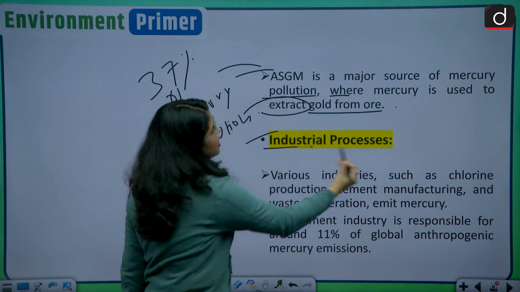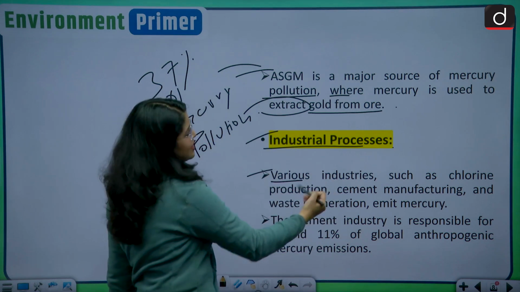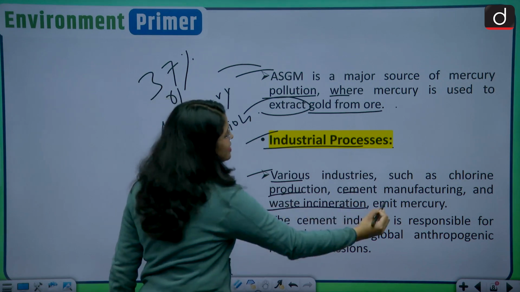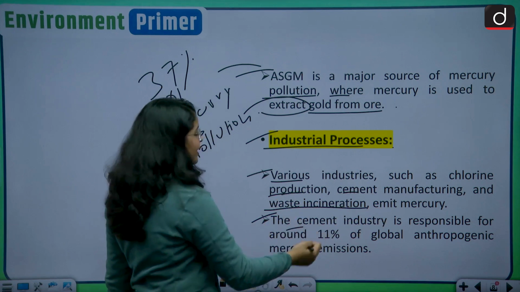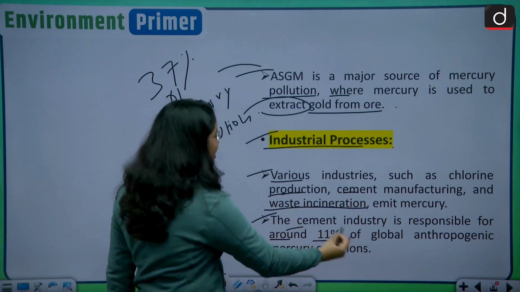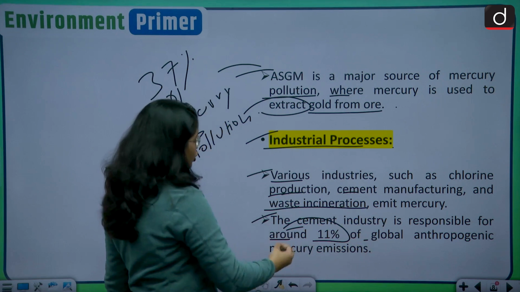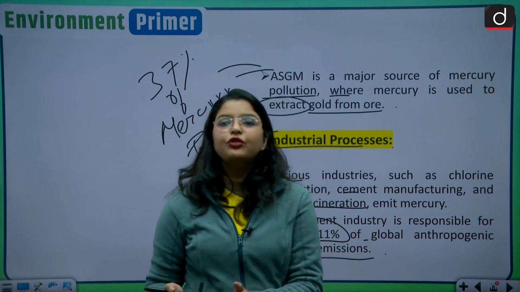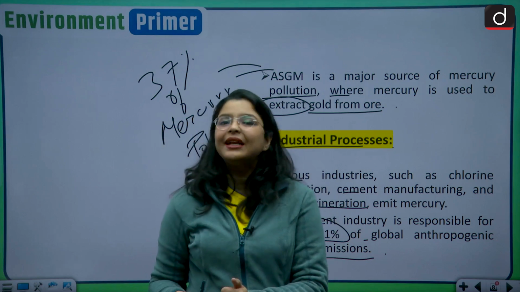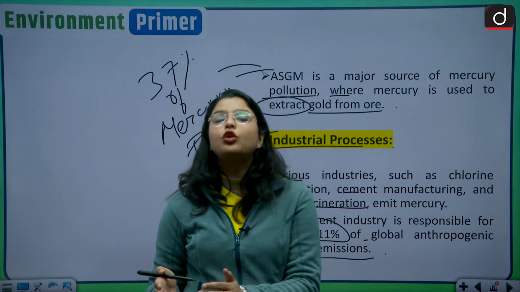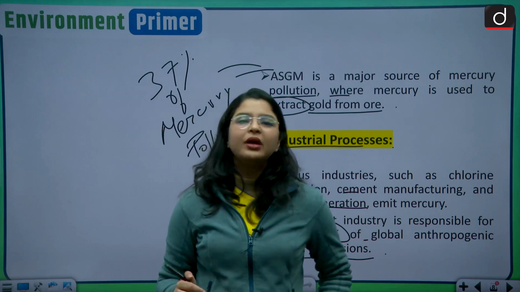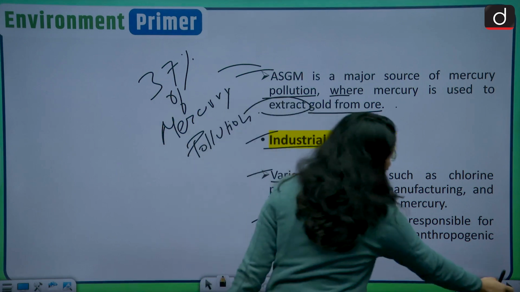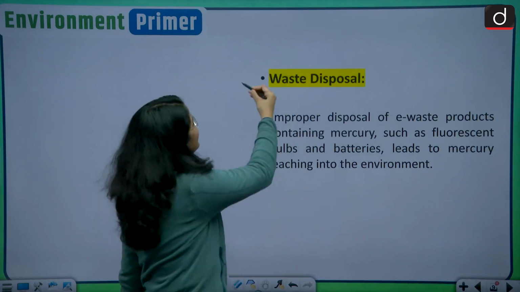Then there are industrial processes as well, such as chlorine production, cement manufacturing and waste incineration, which emit mercury. The cement industry is responsible for around 11% of global anthropogenic mercury emissions, and that is why this is very concerning for the countries around the globe, and that is why they have sat together and talked about removing mercury from the atmosphere and the environment. Then another important source of mercury pollution is waste disposal.